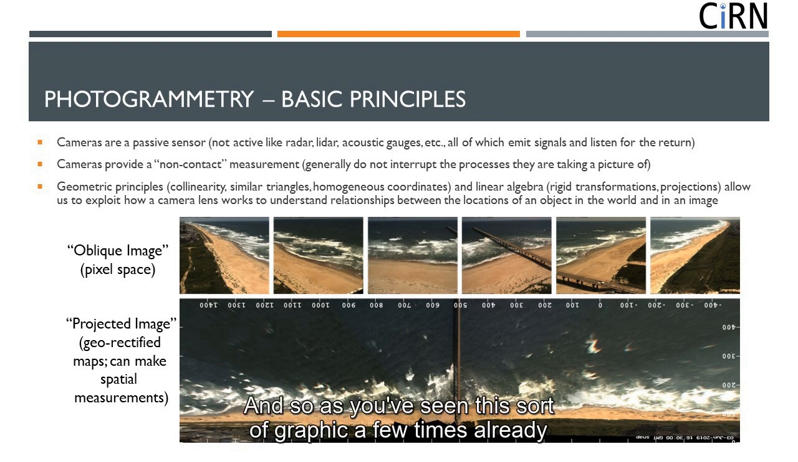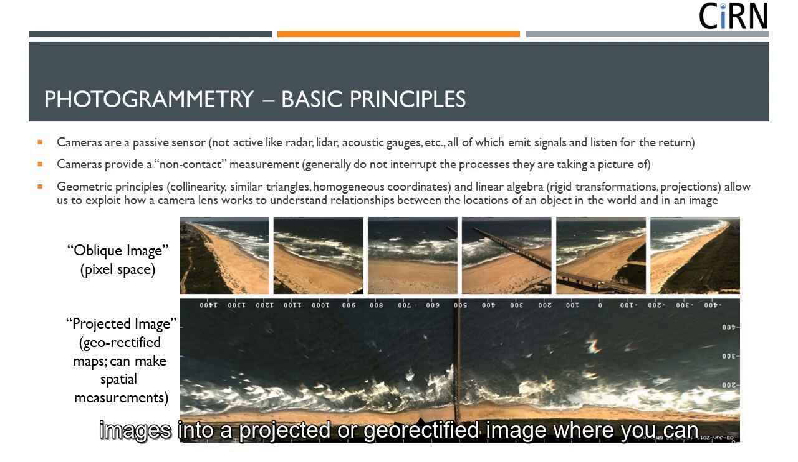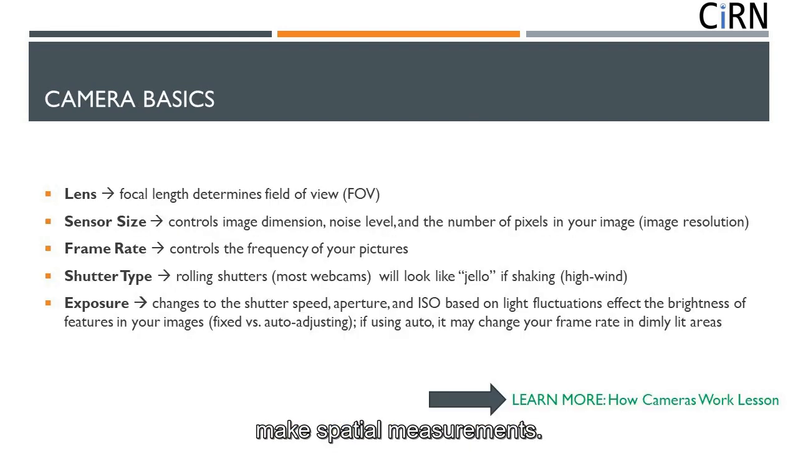And so as you've seen this sort of graphic a few times already this morning, these are the images from the 6 Argus cameras up at the top of the tower. I think we will have time for folks who want to go up the top of the tower at some point in the week and turn those 6 images into a projected or georectified image where you can make spatial measurements.